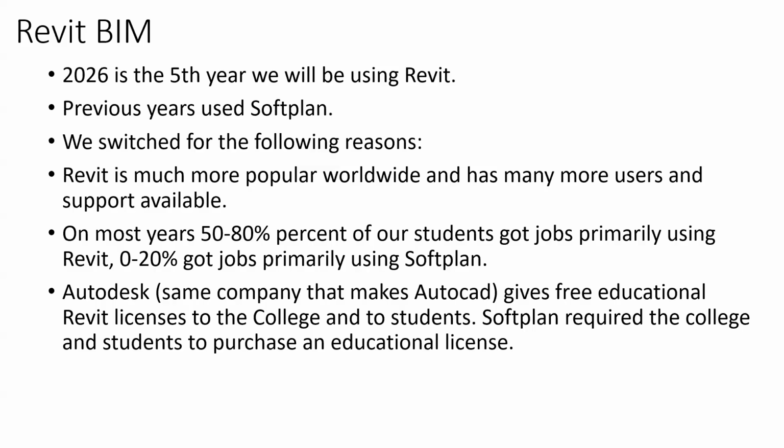Now, the other thing that made us make the change was SoftPlan required us to buy a license, and it required you to buy a license if you wanted to have it on your home computer. You can get this software for free as a student. They give you a 1-year license and it's renewable. And this is like $3,000 software. So Revit gives it to us for free and it gives it to you for free. So you can all get this Revit installed on your home computer.